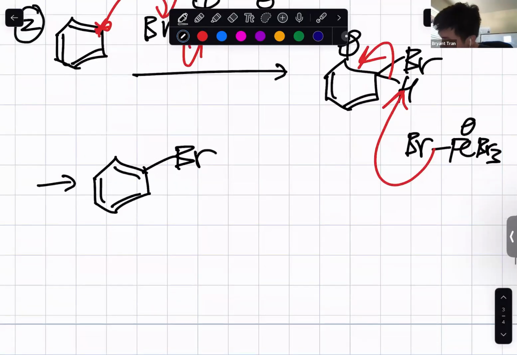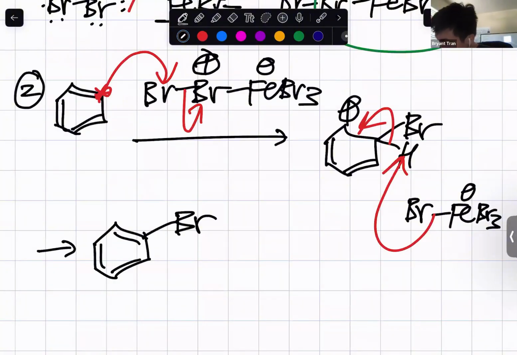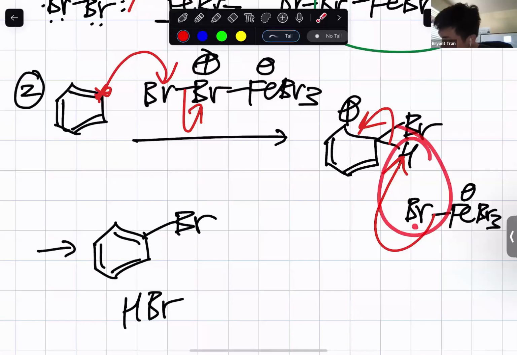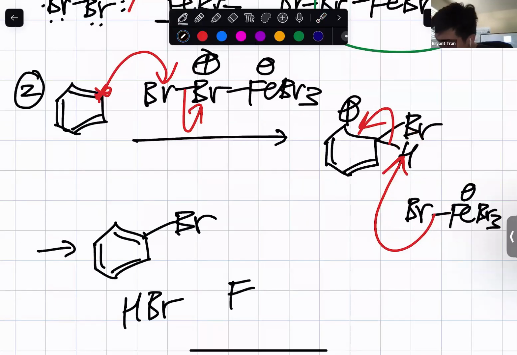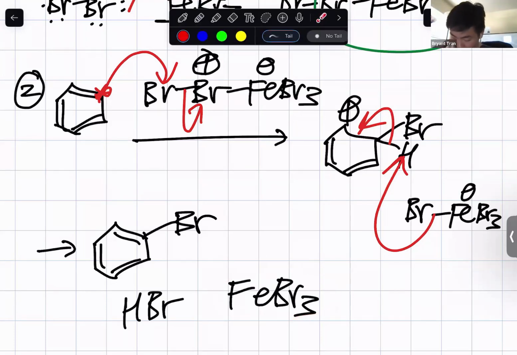Okay, nice. And that is our mechanism where we have HBr as a byproduct from this acid-base reaction. And we have our Lewis acid catalyst, right? FeBr3 reformed in the mechanism here. Okay. Any questions on this reaction and mechanism?